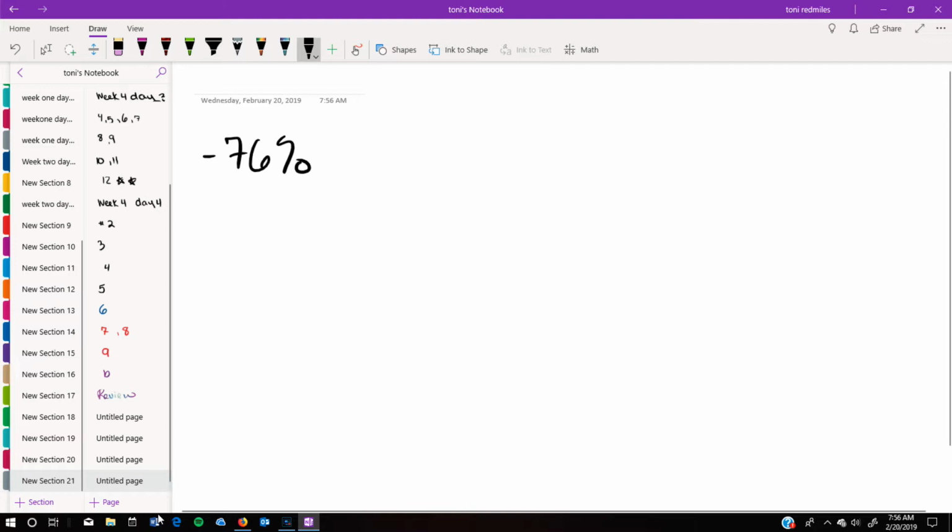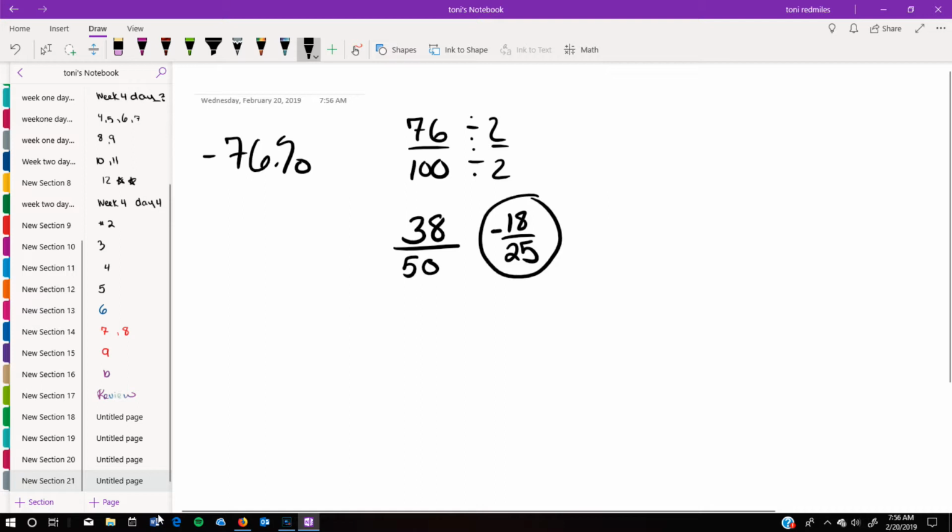Okay, so remember, just put it over 100. I can divide by 2 in this one. So it's going to be 38 over 50. I can divide by 2 again. So 18 over 25. And that's about as far as I can go. I got to put my negative in front. Again, the decimal, I just move it 2 places, so it's negative 0.76.